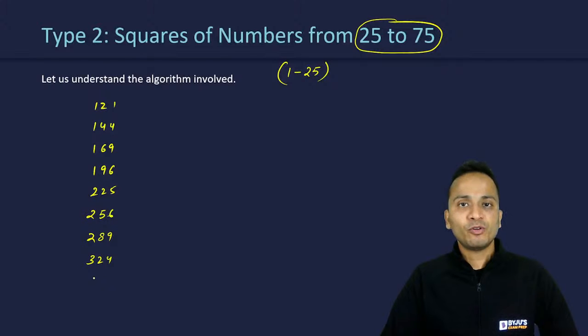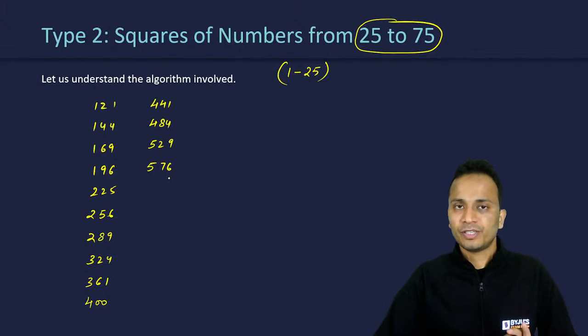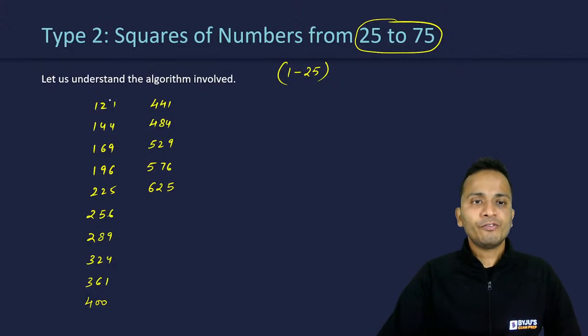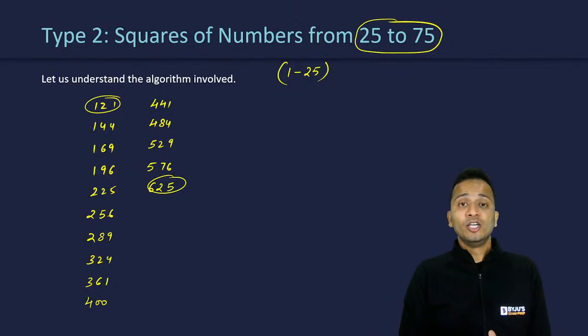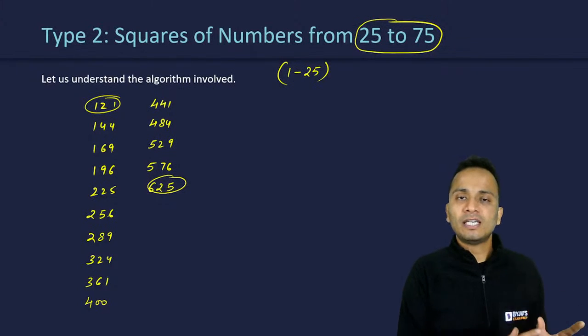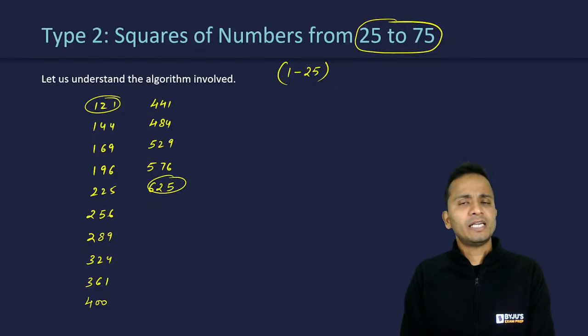So 18 square is 324, 19 square is 361 and 400 is the square of 20. Then 21 square is 441, 484 is the square of 22, 529 for 23 square, 576 the square of 24, and finally 625 is the square of 25. So starting from 11 square, I have written all the squares up till 25, hoping that you would remember the squares of the first 10 natural numbers. The squares of the first 25 natural numbers should be on your fingertips.